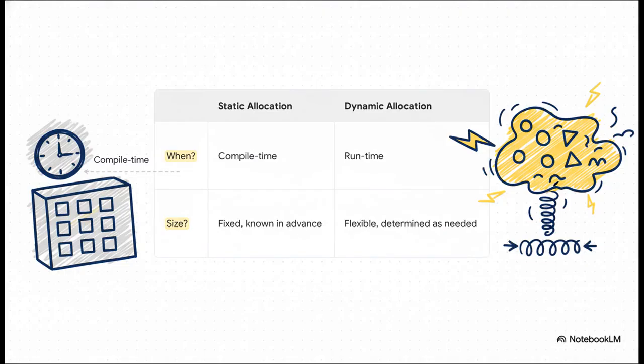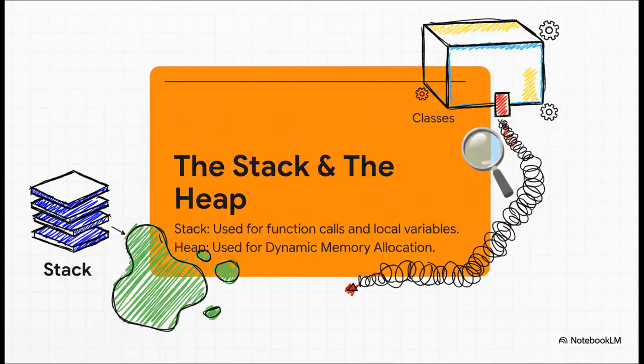So it really boils down to two main flavors of memory management. You've got static allocation, which is kind of like booking a dinner table for exactly 4 people weeks in advance. It's fixed, it's decided before the program even runs. But then you have dynamic allocation. That's like renting out a whole event space. You can add or remove tables on the fly as the party is actually happening. Total flexibility.